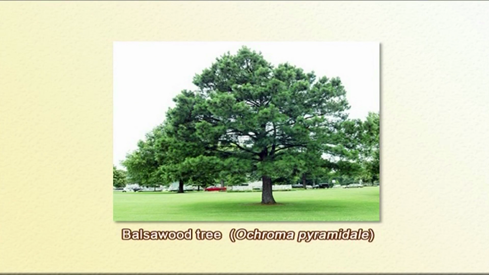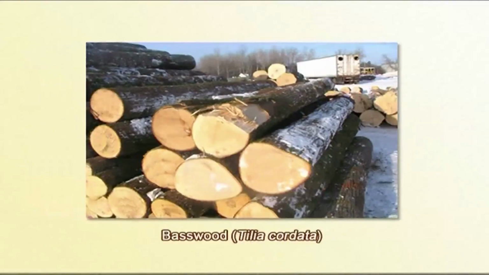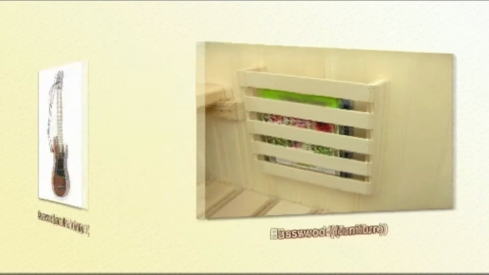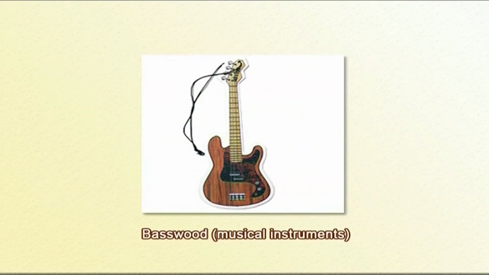Some species of Malvaceae yield valuable timber. The common examples are balsa wood, scientific name Ochroma pyramidale, and basswood, scientific name Tilia cordata. The timber is used in making furniture and also in making musical instruments.